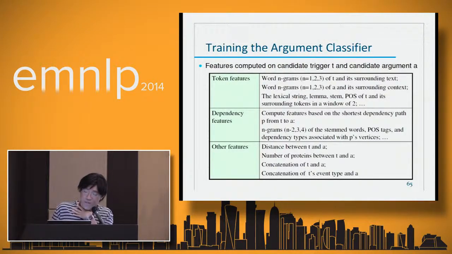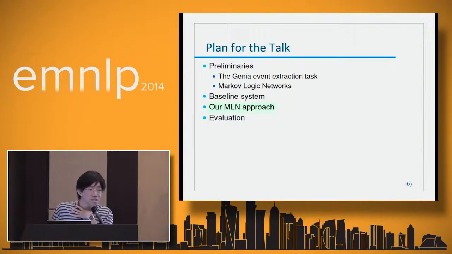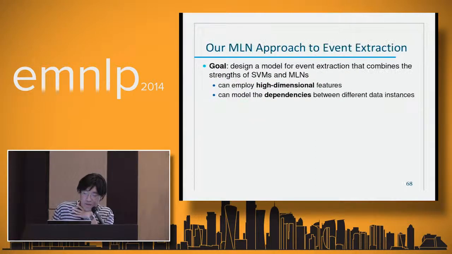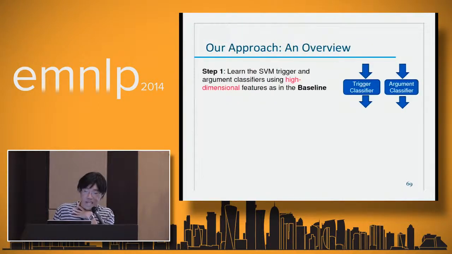Again, these are the features used for training the argument classifier. Again, we have many high-dimensional features, just like the case for the trigger classifier. So now let's take a look at our MLN approach, where the goal again is to design a model for event extraction that combines the strengths of SVMs and MLNs. Again, we want to be able to employ high-dimensional features and at the same time model the dependencies between different data instances. And here's an overview of our MLN approach.